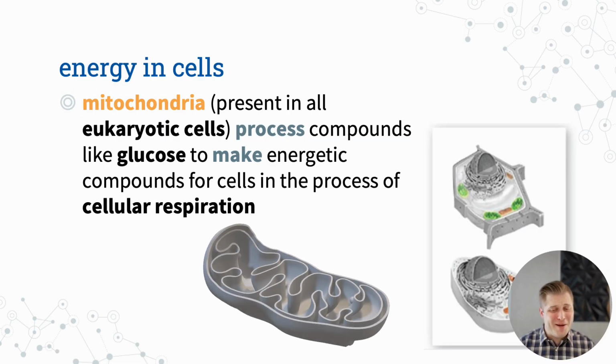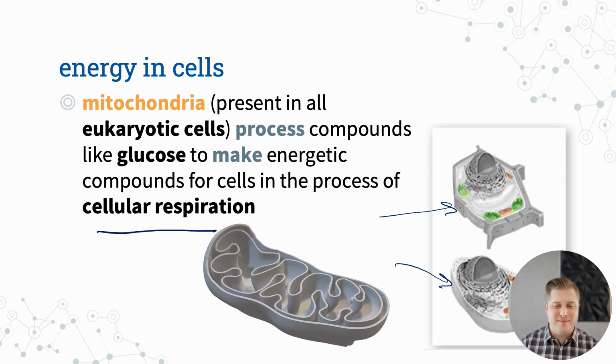Everybody's favorite, it's the mitochondria, sometimes called the powerhouse of the cell. Mitochondria are in all eukaryotic cells, so you're going to find them in plant cells and animal cells, both. These are what process certain substances like glucose and use oxygen to turn them into energy-bearing compounds. We call that process cell respiration. So mitochondria, they're in all of the eukaryotic cells and they process glucose to make energy.